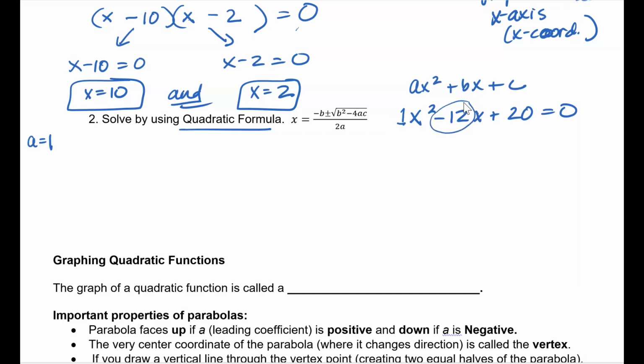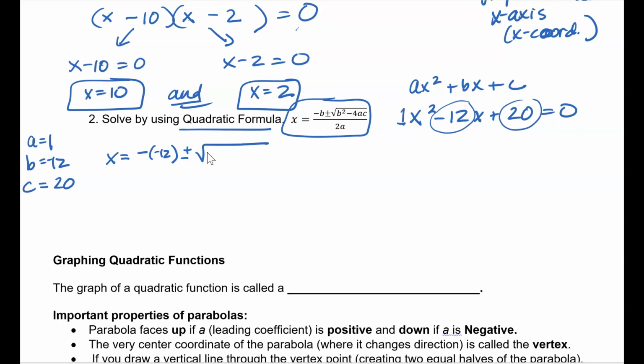b is the number in front of x. So b is negative 12. And c is the number added or subtracted at the end. So c equals 20. And then you're going to plug them into this formula. So I'm going to say x equals negative b, so negative 12, plus or minus the square root of b. Make sure you use parentheses when you square a negative, minus 4 times a times c, all over 2 times a.